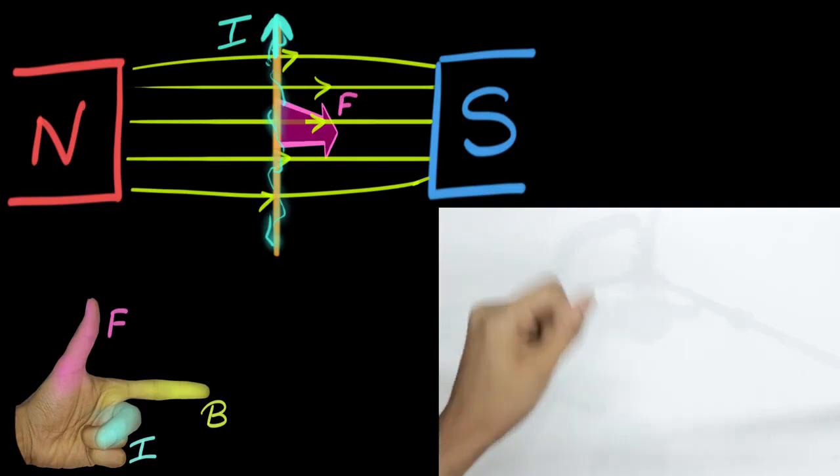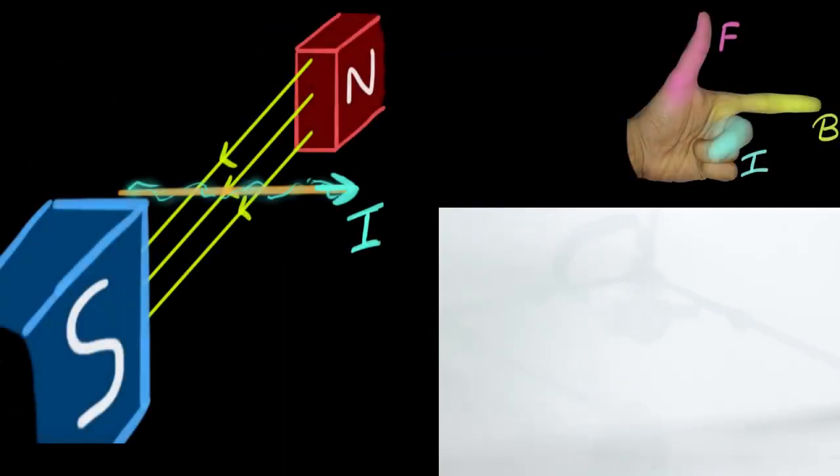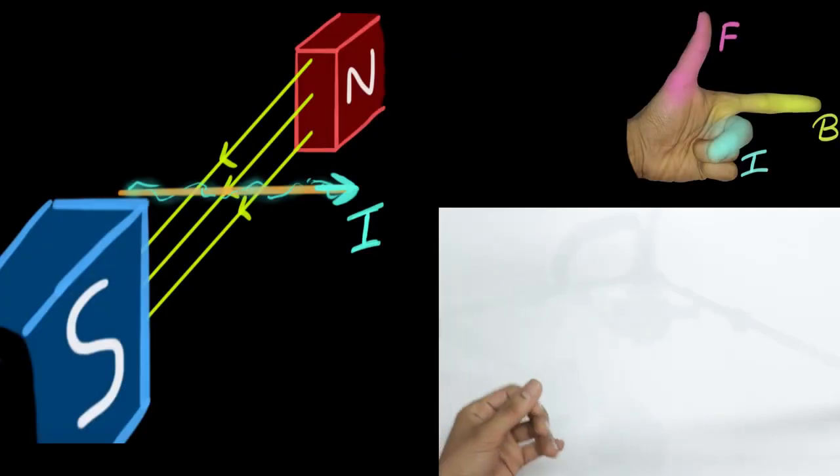So let's do one more numeric. Let's take one more case. In this example, the magnetic field is coming out of the screen. It's not shown properly, but imagine the magnetic field is coming out of the screen. The current is to the right. So, can you use the left-hand rule to figure out what is the direction of the force acting on the wire? Try it yourself first. Pause the video and see if you can do it yourself.